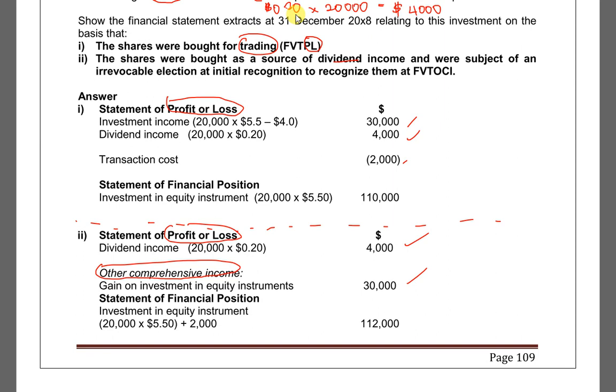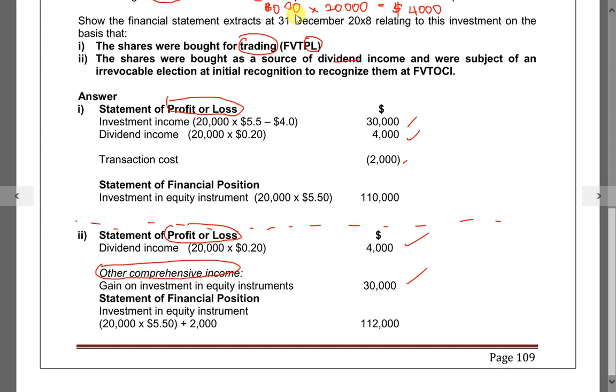No, the classification. Now we focus on classification. One is P&L, one is OCI. And then what happened to the transaction cost? One is P&L, one also goes straight to the asset, capitalized. Is it okay?